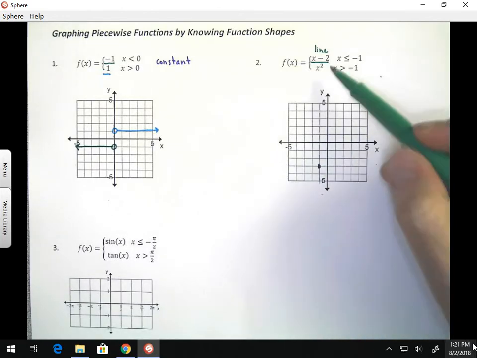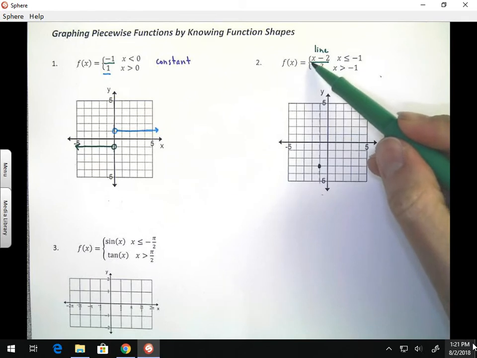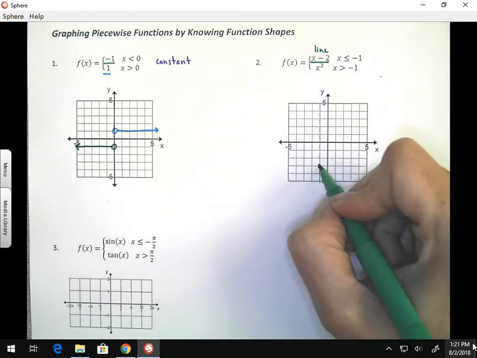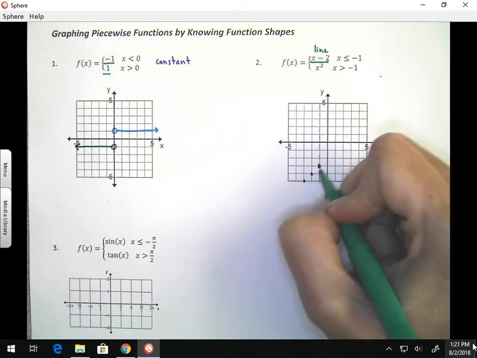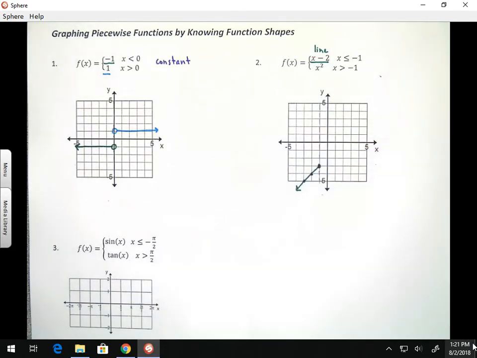Now, once I have that point, I know this has a slope of 1. So to make that positive, I can go down 1 and left 1 to get some more points. And that gives me my linear piece.